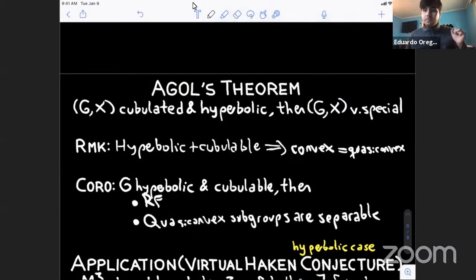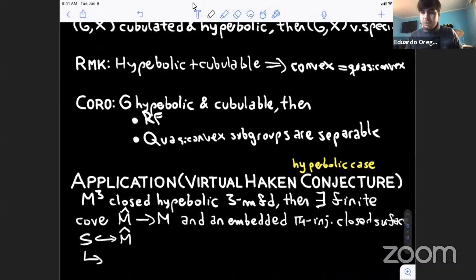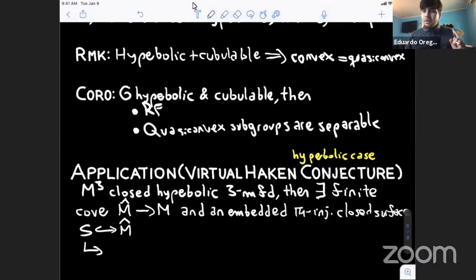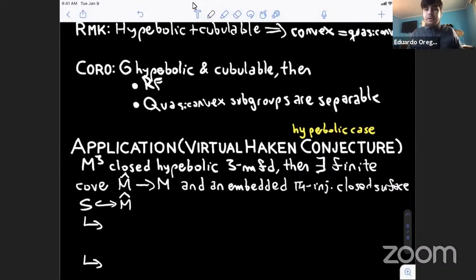In any case, we still have some time to see an application of all of this, which is similar to the one-relator case. A priori, we don't have a cubulation assumption on the nature of the groups nor on the conclusion. So this is a solution for the virtual Haken conjecture, the hyperbolic case, which was the remaining case. This is a theorem for general hyperbolic manifolds that are irreducible. In the hyperbolic case, it can be written as follows: if you have a closed hyperbolic three-manifold, then we want to find a finite cover containing a surface which is pi-one injected. And containing means embedded.